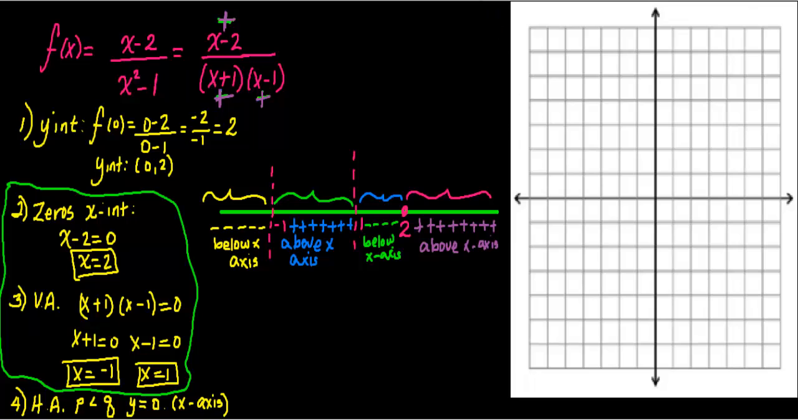Okay? Now we have enough information to sketch this graph. The first thing I'm going to do is plot my y-intercept. It's at 0, 2. Here is 0, 2 right here. There's your y-intercept. Second thing is plot my 0. I have a 0 at x equal to 2, so here it is. Here's 2.